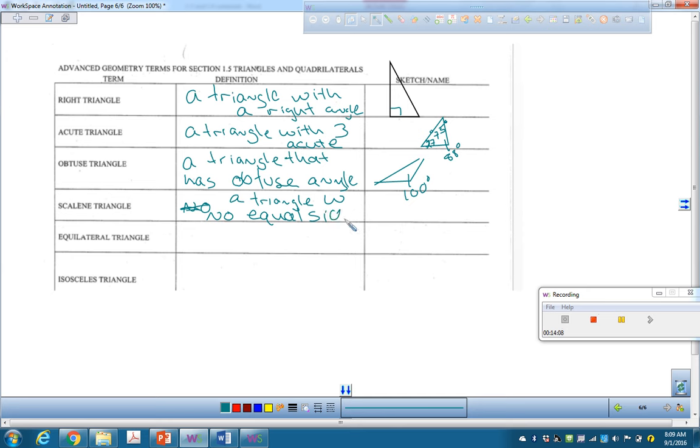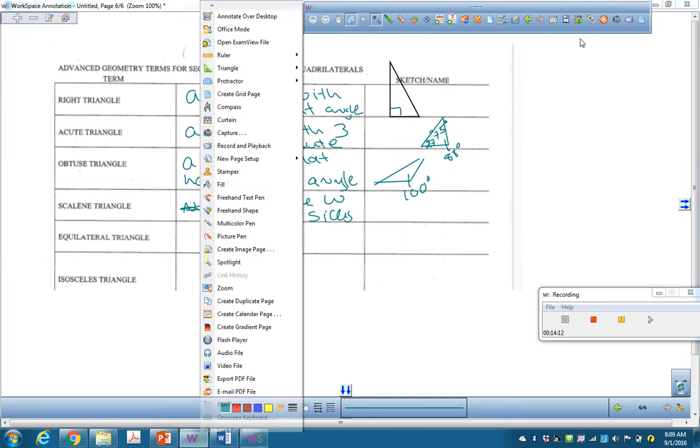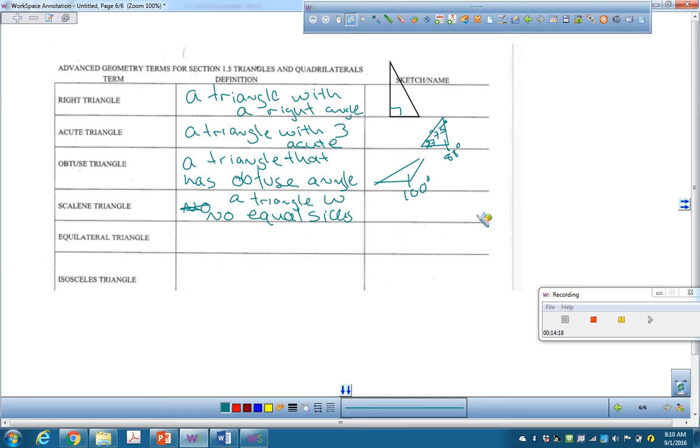And the way I could draw one of those, freehand shape, I've got to put that on my toolbar. So I could do something like this. This side is different than this side, which is different than that side.